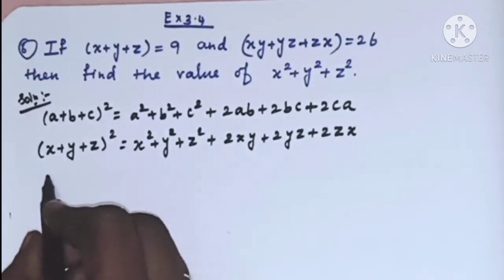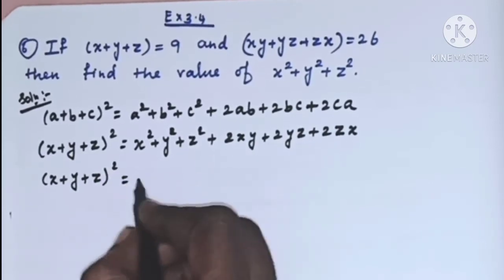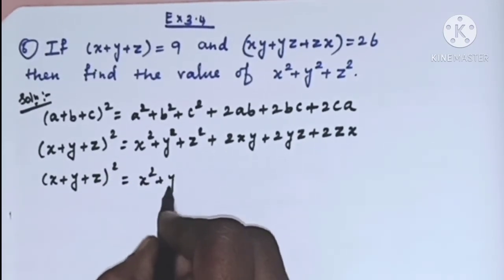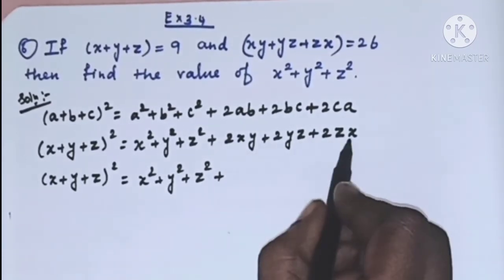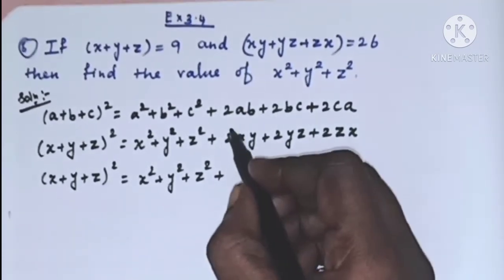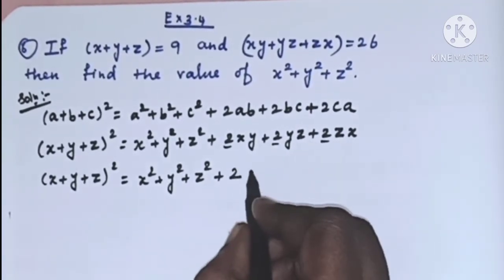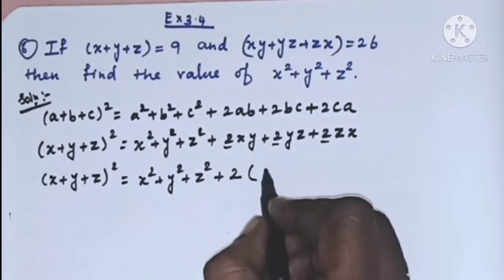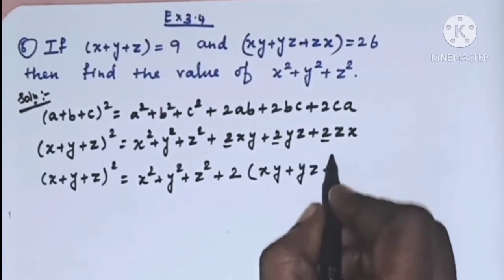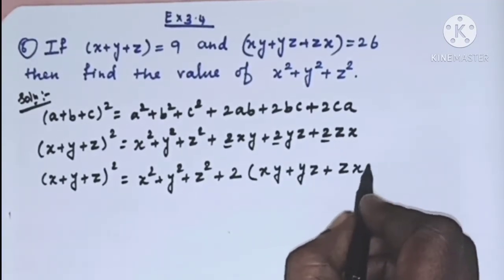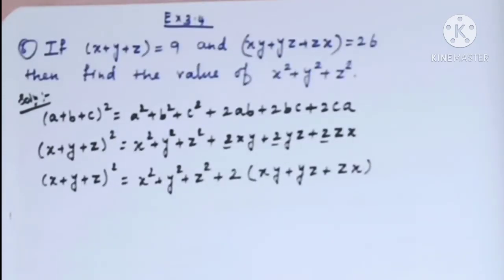Now, x plus y plus z the whole square is equal to x square plus y square plus z square plus. In these three terms, take this 2 commonly outside. Taking 2 outside, we have xy plus yz plus zx. So, 2 into xy plus yz plus zx.